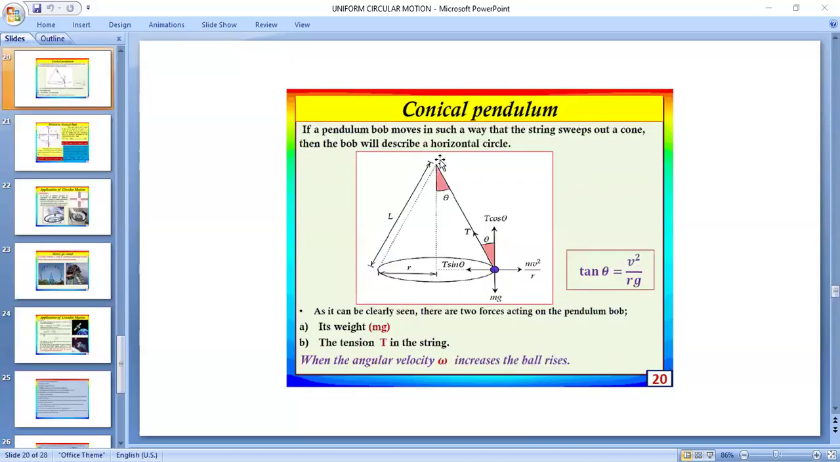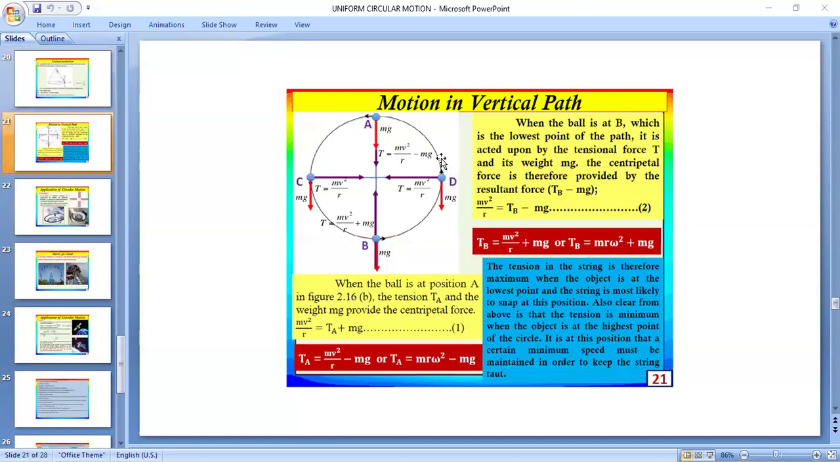Quickly, we can proceed from where we stopped: motion in a vertical path. We said that when the stone is at the top, the tension is the least. The tension at the bottom is the highest, because it is mv squared over r plus mg, while at the top it is mv squared over r minus mg. So this is definitely higher than this. For the tension on the sides at C and D, mg has neither been added nor subtracted. Therefore, the tension in the string remains mv squared over r, both at C and at D.